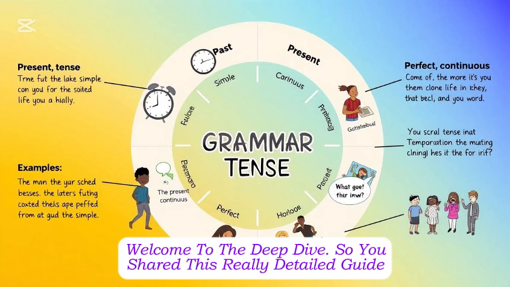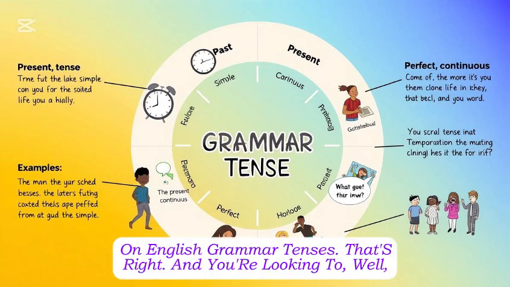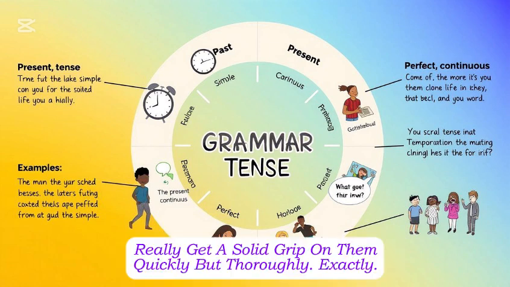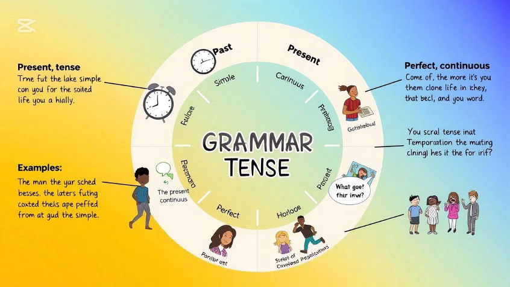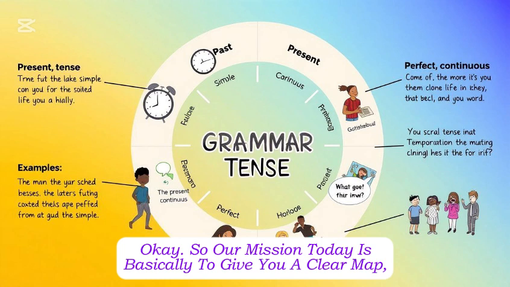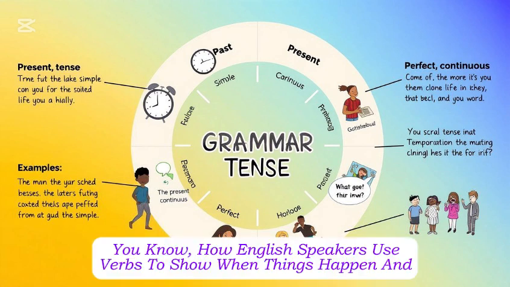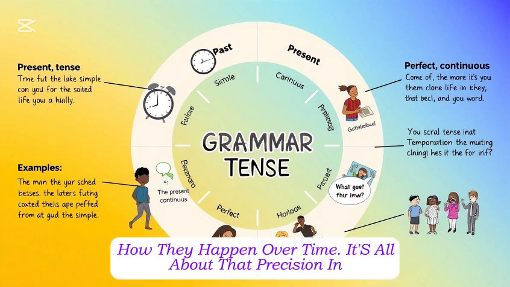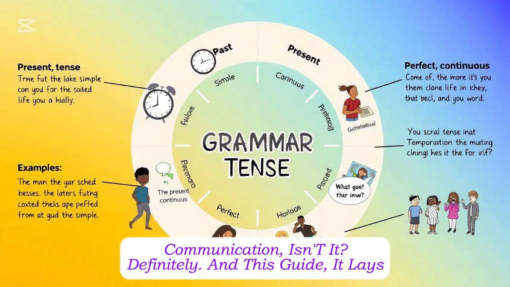So you shared this really detailed guide on English grammar tenses, and you're looking to really get a solid grip on them, quickly but thoroughly. Exactly. Our mission today is basically to give you a clear map of how English speakers use verbs to show when things happen and how they happen over time. It's all about precision in communication, isn't it?